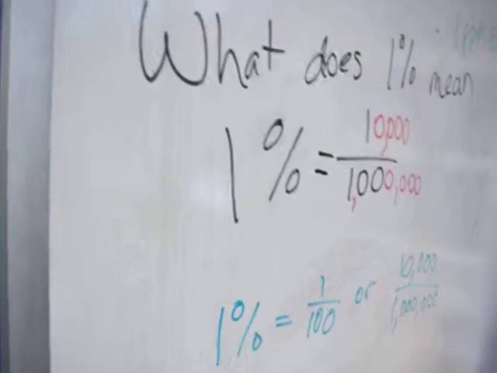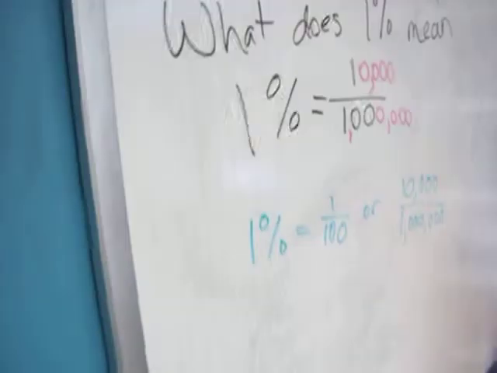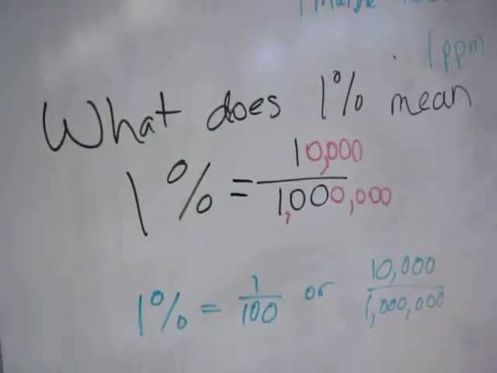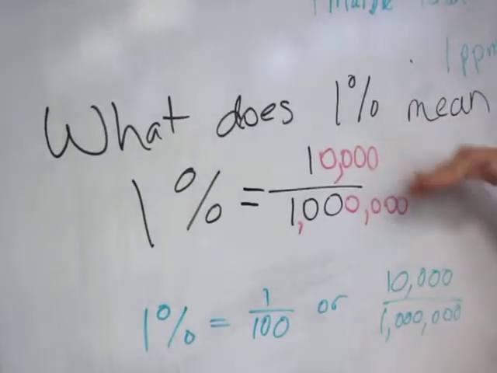This is essentially a test question. 1% in parts per million. So 1% is 10,000 parts per million, because there's 10,000 out of a million. That's the same as 1 out of 100. You can see that, because I just added those zeros and I made it a different color so you could see.